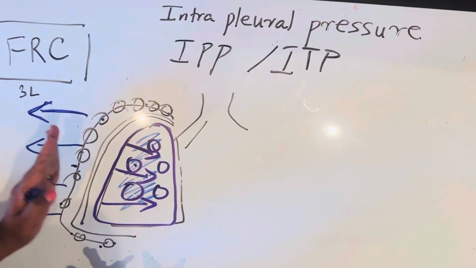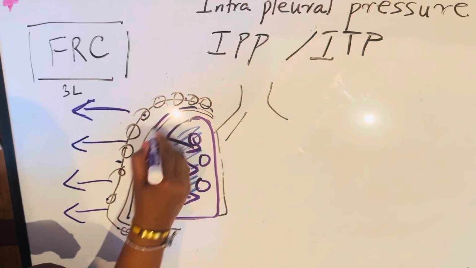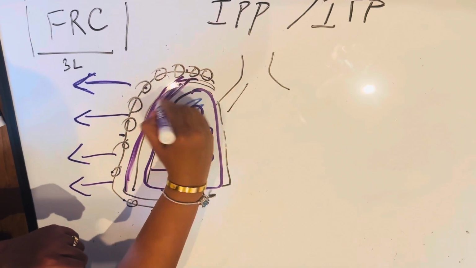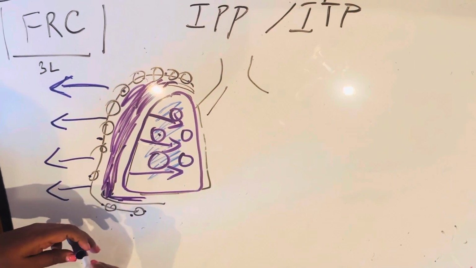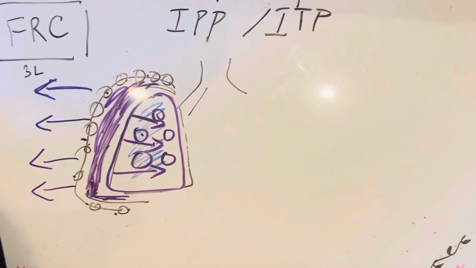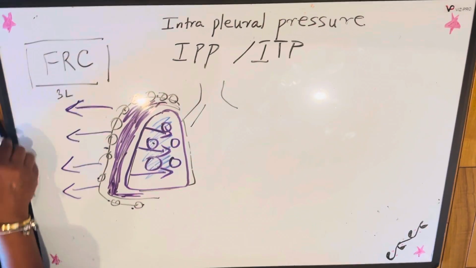So you see the thoracic cage is pulling it outward, the lungs are pulling it inward, and therefore there is a suction force or a negative pressure, which is responsible for the intrapleural pressure, which is always negative, and at the end of expiration it is about minus 2.5 millimeters of mercury.